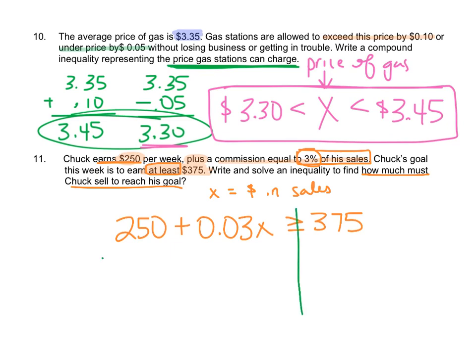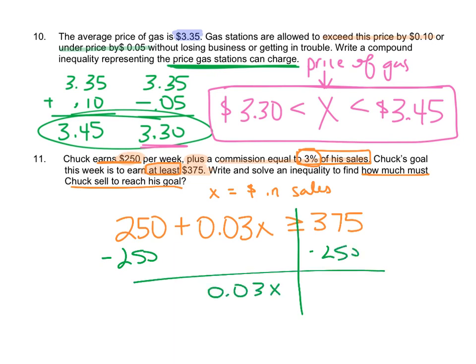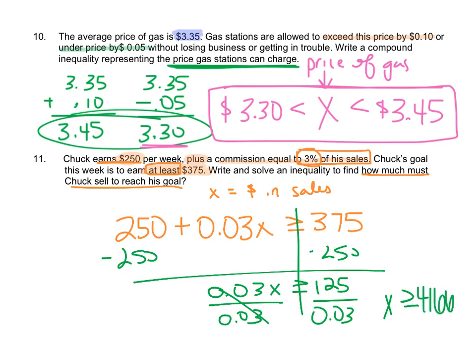So we're solving. We're going to subtract 250 on both sides. So I get 0.03x is greater than or equal to 125. Divide by 0.03. And when I solve, I get x is greater than or equal to 4,166.67. So, how much must he sell?